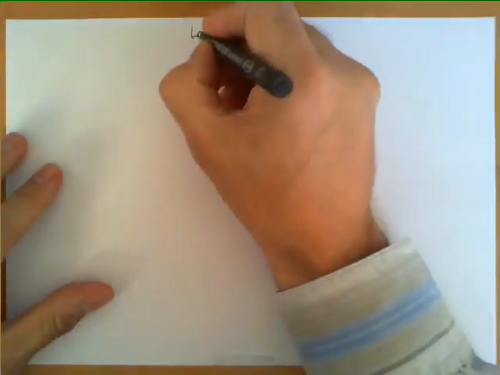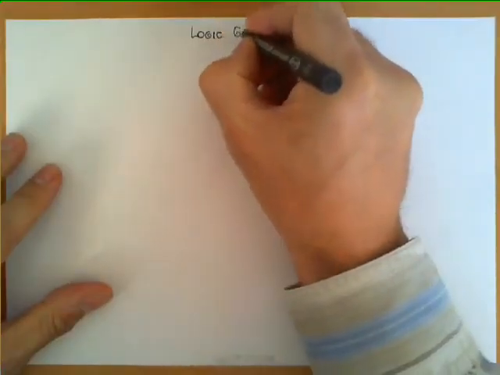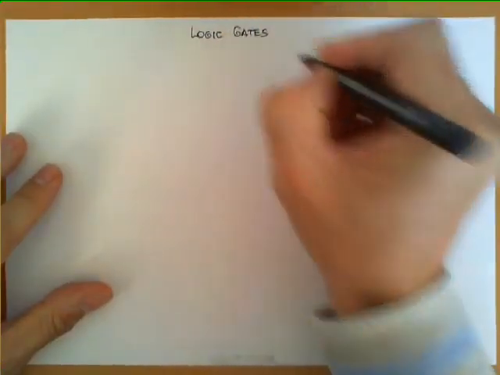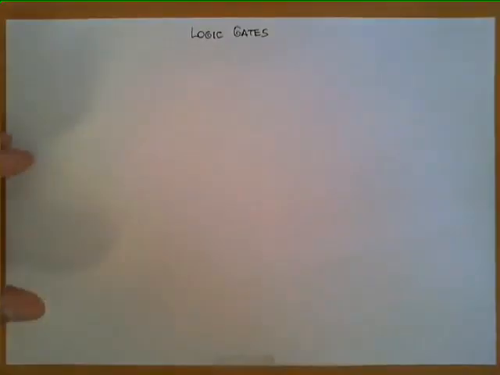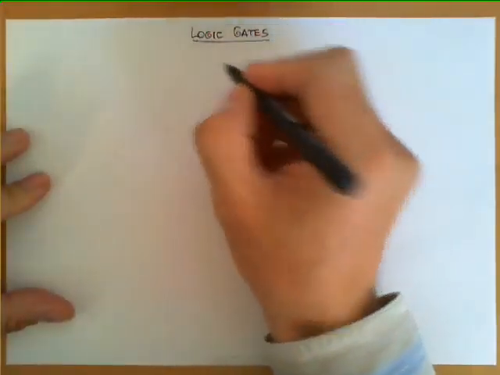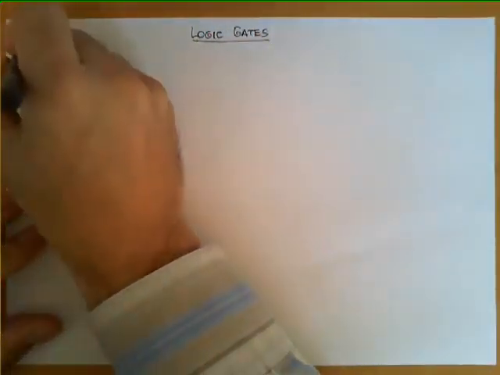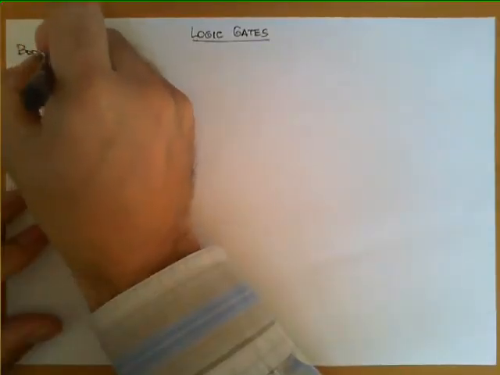The purpose of this video is to explain the concept of logic gates in the context of digital circuits. Now let's start first by saying that these logic gates are connected with the concept of Boolean algebra.